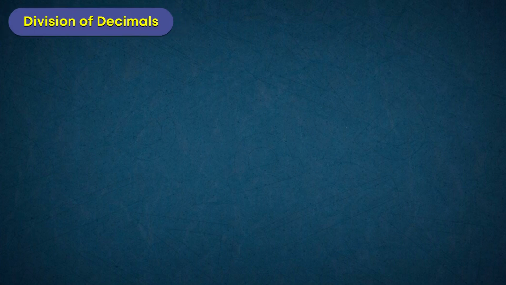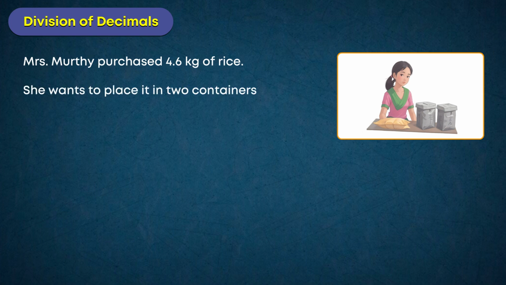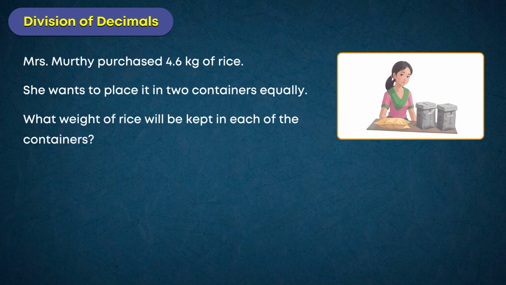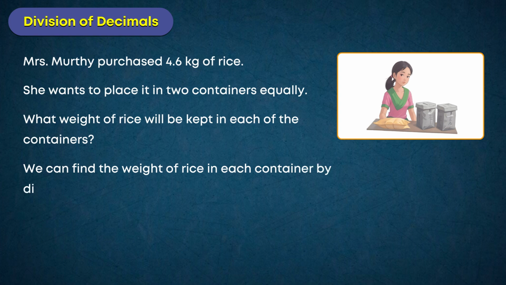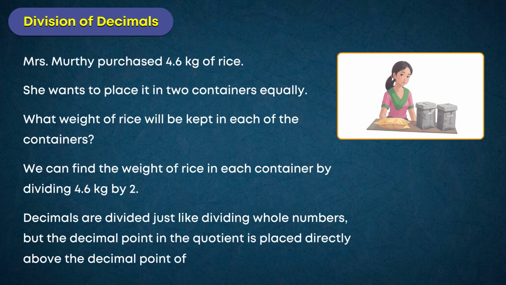Division of decimals. Mrs. Murthy purchased 4.6 kilograms of rice. She wants to place it in 2 containers equally. What weight of rice will be kept in each of the containers? We can find the weight of rice in each container by dividing 4.6 kilograms by 2. Decimals are divided just like dividing whole numbers, but the decimal point in the quotient is placed directly above the decimal point of the dividend.